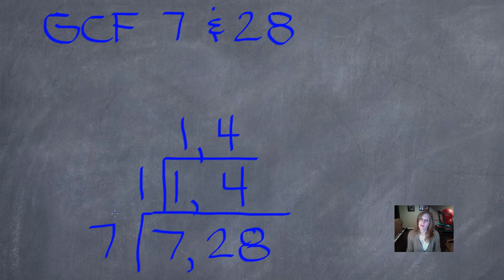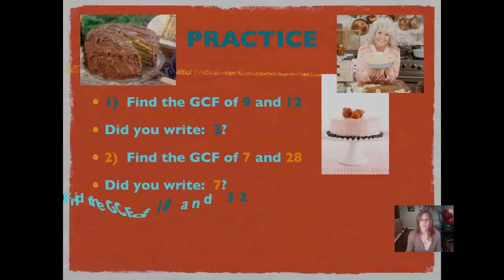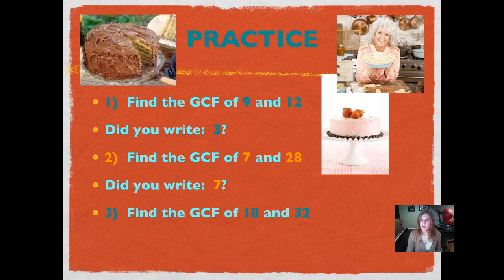So remember, in our layers, to find the GCF, we're going to multiply 7 times 1. So the greatest common factor for 7 and 28 is 7. 7 times 1 is 7. Number 3, find the greatest common factor of 18 and 32. Pause and push play when you're ready.